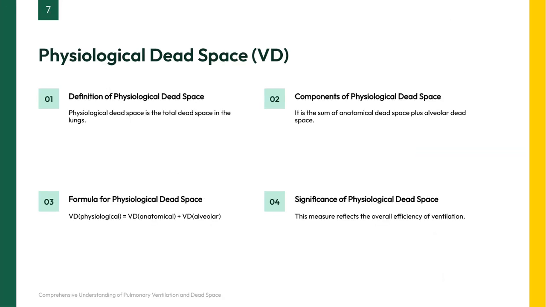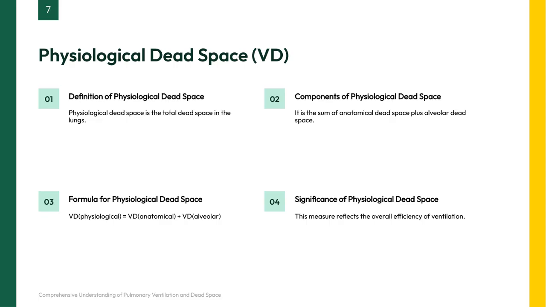Recognizing these concepts is key to understanding how various conditions affect oxygen delivery and CO2 removal in patients. Let's take a closer look at what we mean by a comprehensive understanding of pulmonary ventilation and dead space. Essentially, this measure reflects how efficiently our lungs are exchanging gases. When we talk about the significance of physiological dead space, we're referring to the portion of each breath that doesn't participate in gas exchange. The key point here is that physiological dead space, often denoted as VD, is made up of two components: anatomical dead space and alveolar dead space.